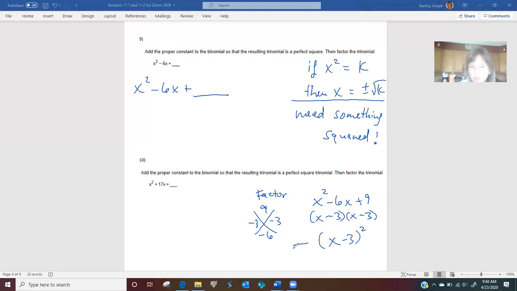I need to be able to create this now, okay? I need to at this point. So you've learned a lot of math, and now you're going to manipulate things until you can create pieces that you need so that you can solve the problem. So I need something squared equals a constant eventually. So right now I'm just supposed to find a proper constant to add to the binomial so that the resulting trinomial is a perfect square. This is a perfect square here, you see?